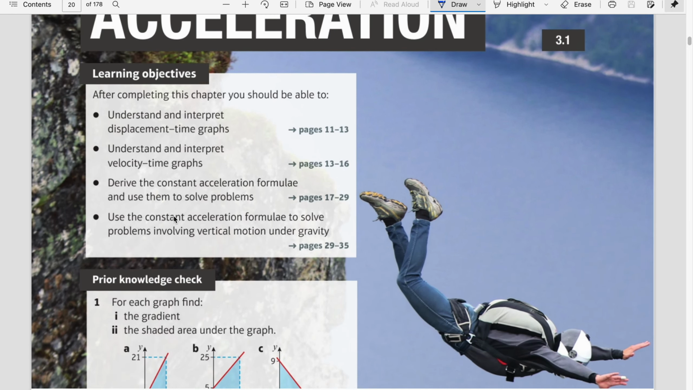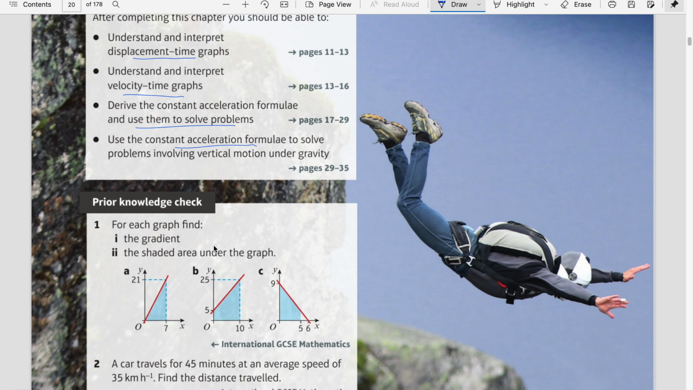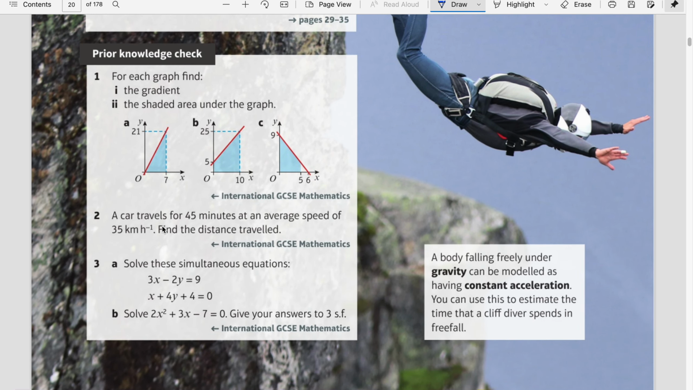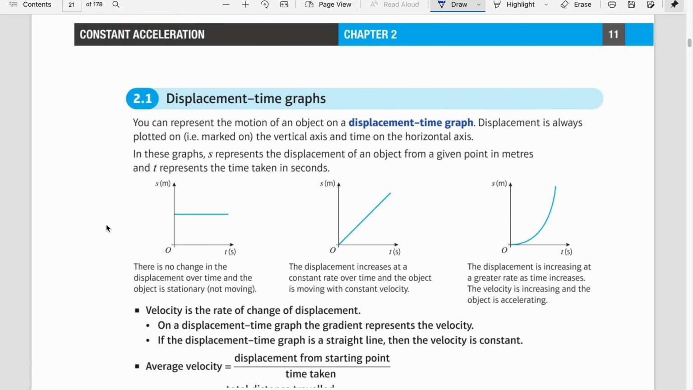Okay, constant acceleration. Main topics to be covered would be understanding and interpreting the displacement time graphs, velocity time graphs, and then using them to solve the problems and constant acceleration formula. So, prior knowledge which you should have is that straight line graph starting from origin, what does that mean? And area under the graph, what does it give depending on what is on the x-axis and y-axis. Then using simple formulas, solving of simultaneous equations, and so on.